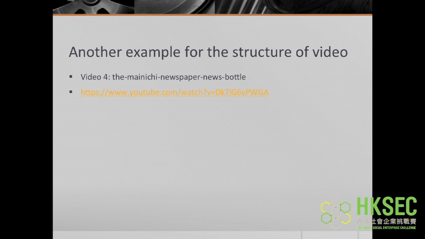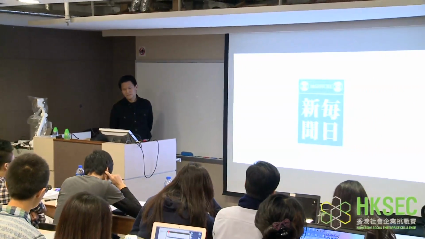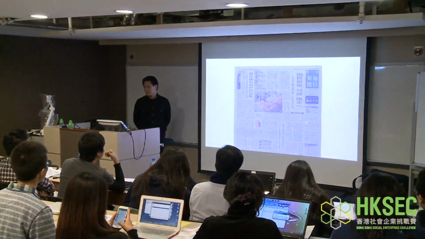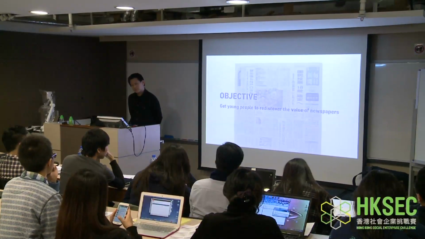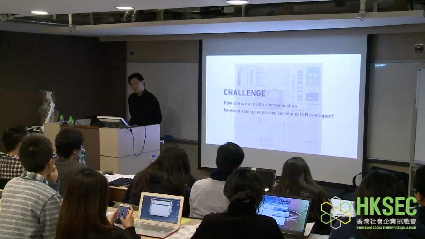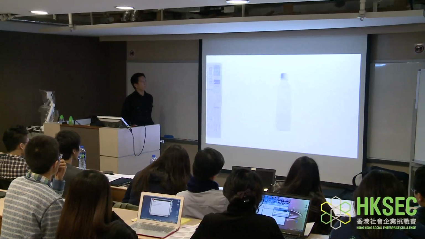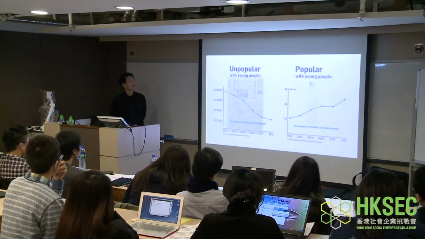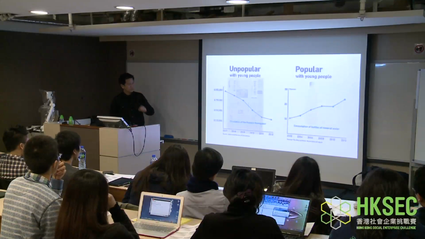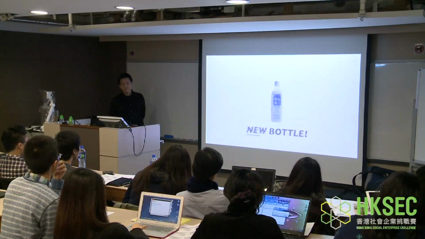The next video is made by Japan. In Japan, the Mainichi newspaper is one of the major newspapers. However, the loss of young readership from newspapers has become serious. The objective of this campaign was to get young people to rediscover the value of newspapers. To do that, how could we activate communication between young people and the Mainichi newspaper? We focused our attention on bottles of mineral water. Each year, fewer and fewer young people read newspapers. On the other hand, mineral water is a best-selling product in convenience stores in Japan. Our idea was to bring together the newspaper and the mineral water bottle. News Bottle.